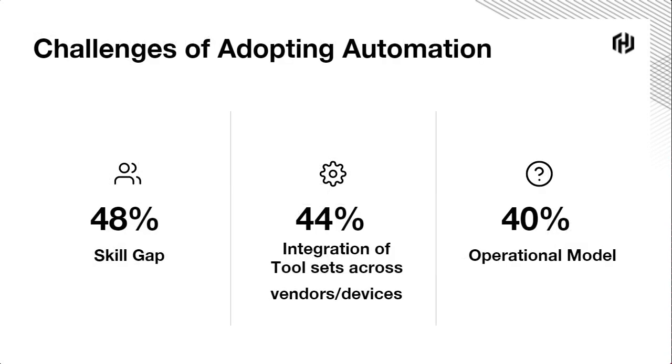And some of the things that we've heard from various customers is that the challenge of adopting automation isn't that there's a lack of desire. It's that there's a challenge with the skill gap. There's challenge with integrations for different tools and different devices that people are using. And there's just not a model in place where they don't have this kind of operational model ready to go.